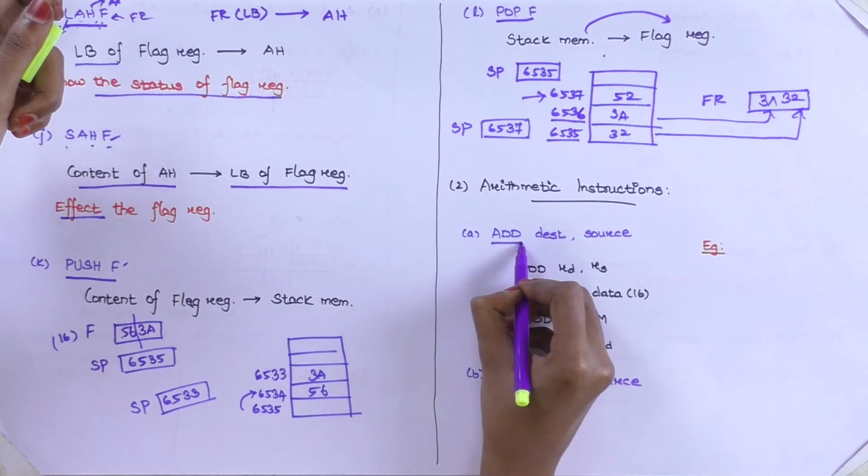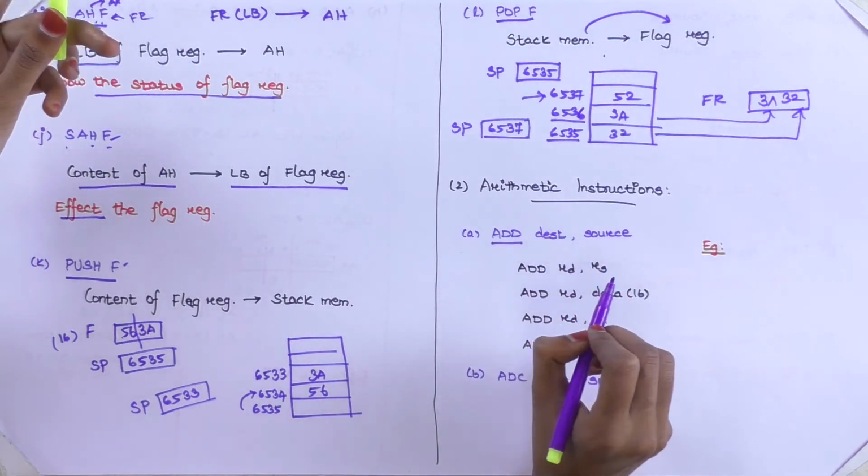So first we will see addition: destination, comma, source. In 85, one of your operands should be in the accumulator and the result will be stored in the accumulator. Here that is not the case. The source and destination can be any of the registers or memory locations, and the value will be stored in the destination. So the destination can be a register or memory. Fine.